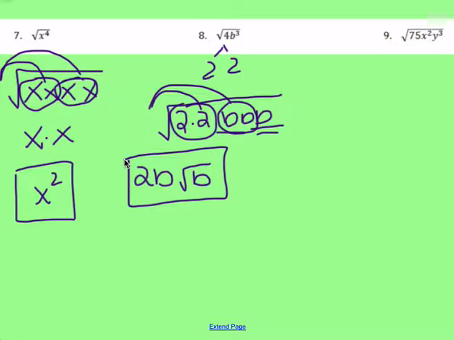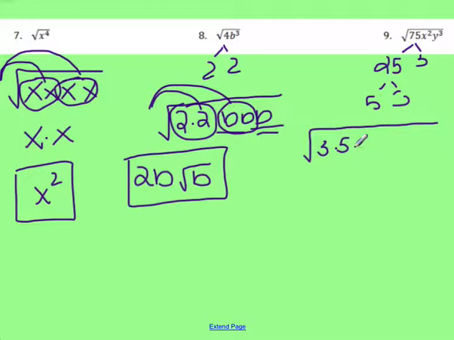Now, taking a look at number 9, there's more parts, but it's really just going to be the same thing. So we're going to take 75, and we're going to do 25 and 3. And then we're going to take the 25, and we're going to split it into 5 and 5. So then I can go ahead and write things out underneath the radical. So I have 3 times 5 times 5. So I put out all my numbers, and then I have 2 x's, and I have 3 y's.